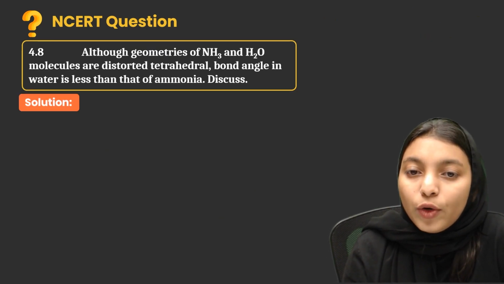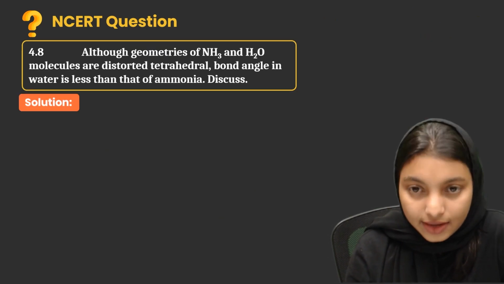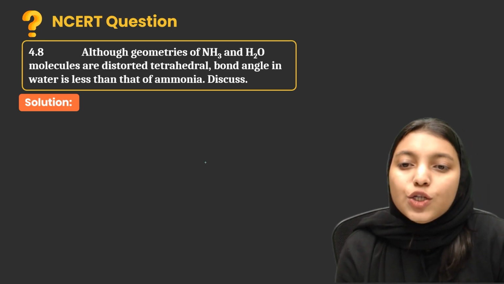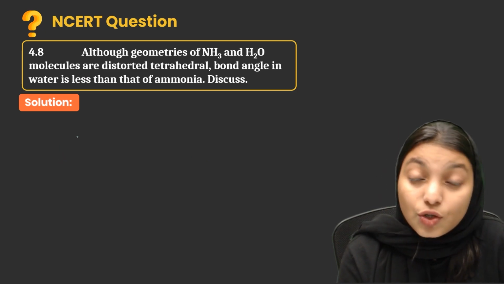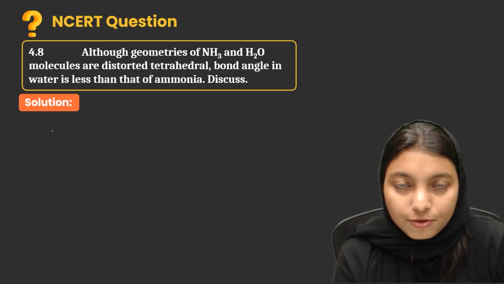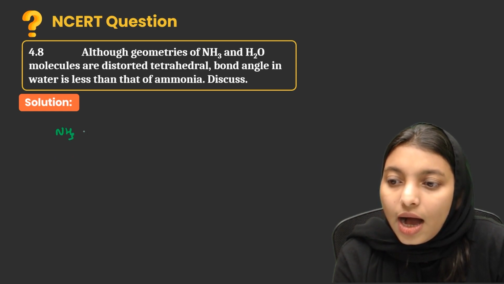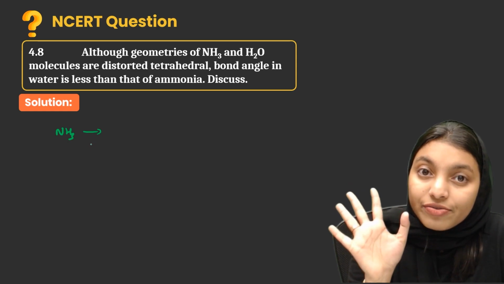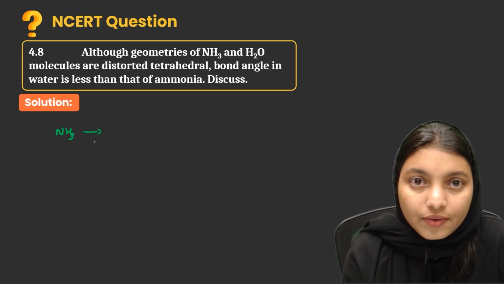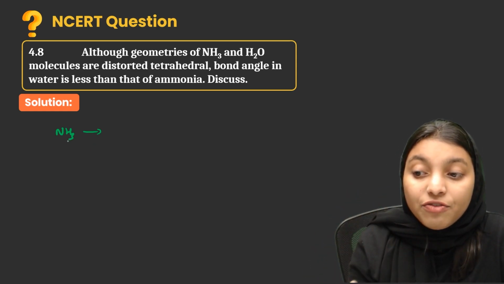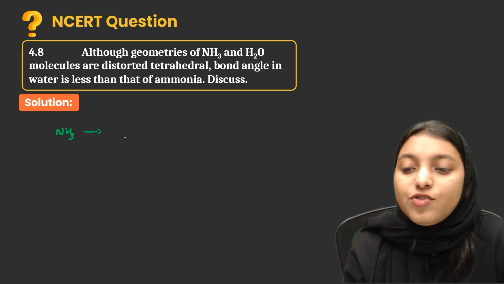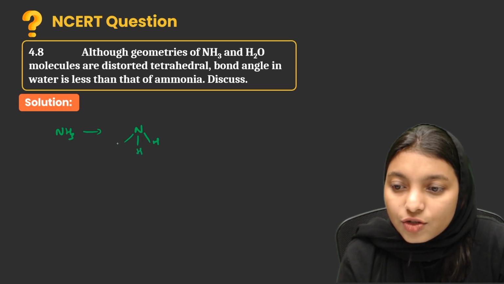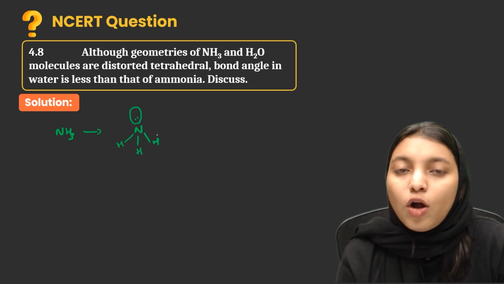Although the geometries of ammonia and water molecules are distorted tetrahedral, the bond angle in water is less than that of ammonia. Discuss. So, we can first find the structures or the geometry of ammonia and water. So let's see ammonia. Ammonia has nitrogen as the central atom, where nitrogen has 5 electrons in its outermost orbit, right? And among the 5, 3 of them have made bond with hydrogen. So the structure will be like this: hydrogen, hydrogen, hydrogen, and 1 lone pair here.